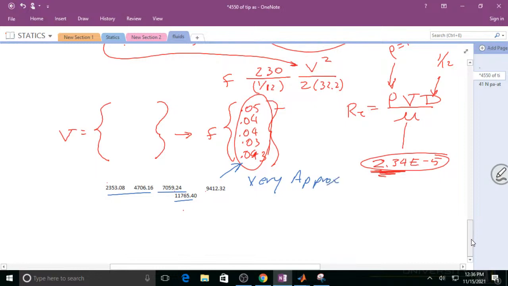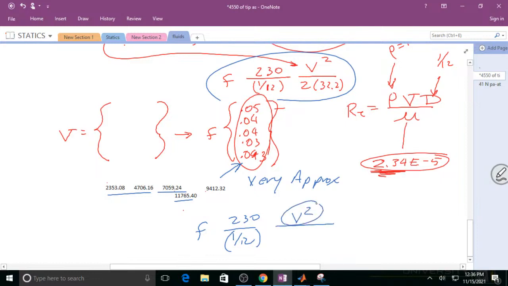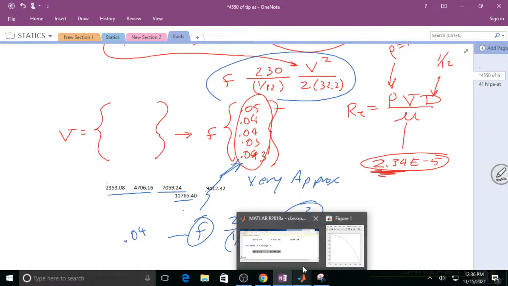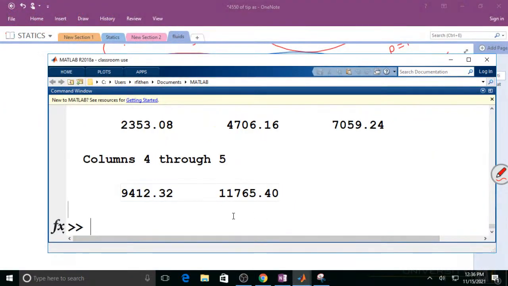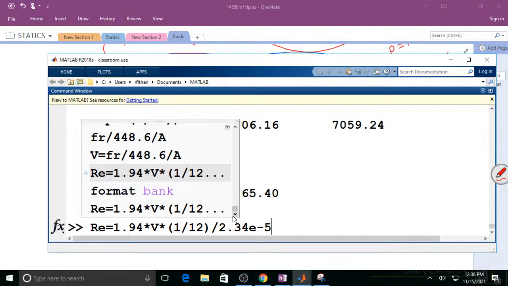Now I'm going to take these F's. I'm going to multiply times 230, 1/12, which is this, V squared, which I'll list them out this way, and then 2, and then 32.2. And since these are so approximate, I'm just going to take for all of them like 0.04 and see what we get. So I have my velocity.